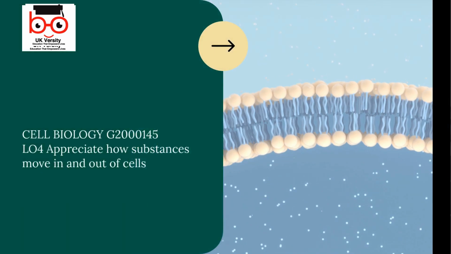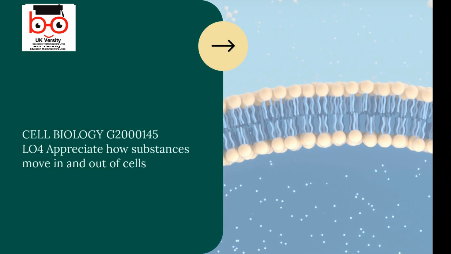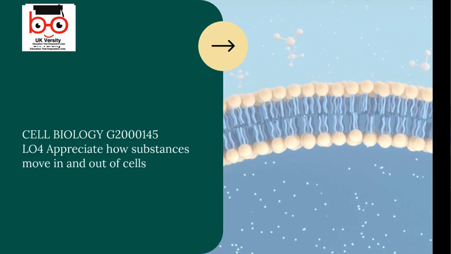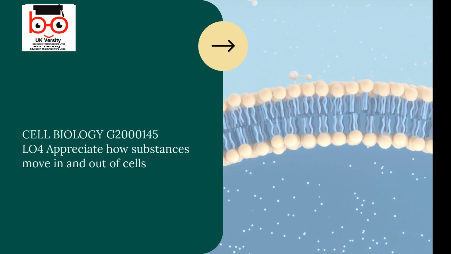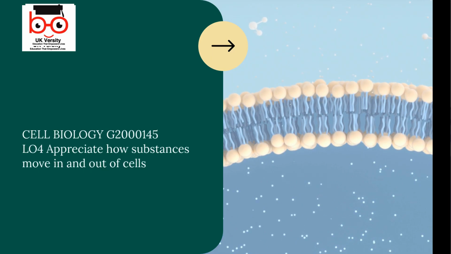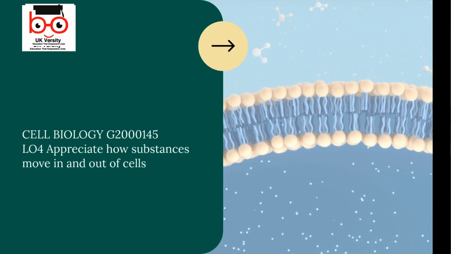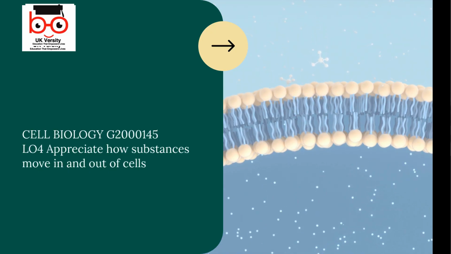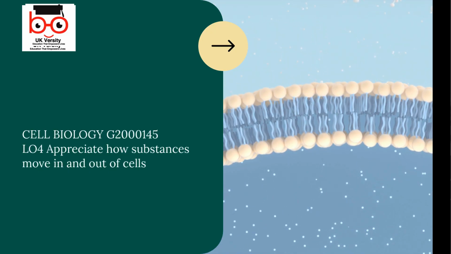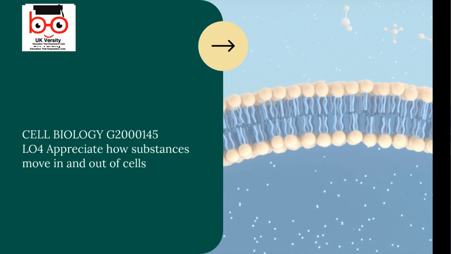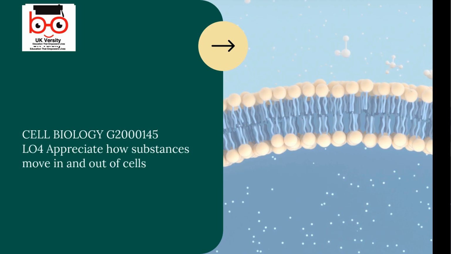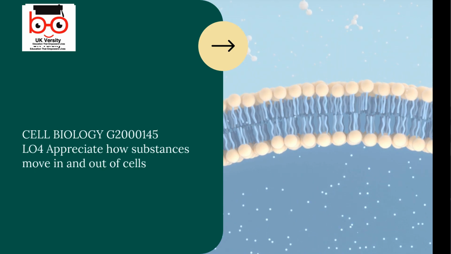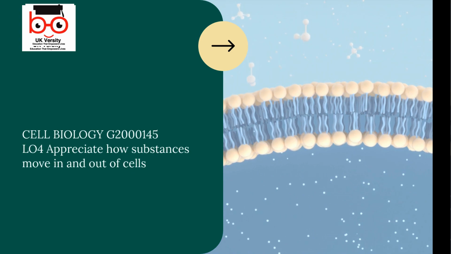Hello and welcome! Today we will explore Learning Outcome 4, how substances move in and out of cells. Cells constantly interact with their environment, taking in nutrients and removing waste. The cell membrane plays a vital role in regulating these exchanges, allowing cells to survive, grow, and respond to change. By the end of this session, you'll understand the key processes that keep cells functioning and balanced.